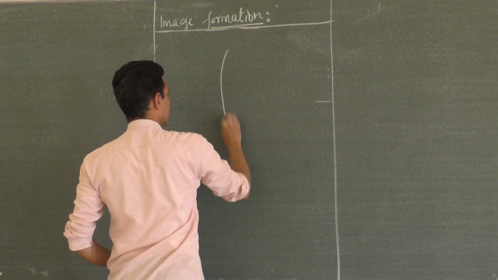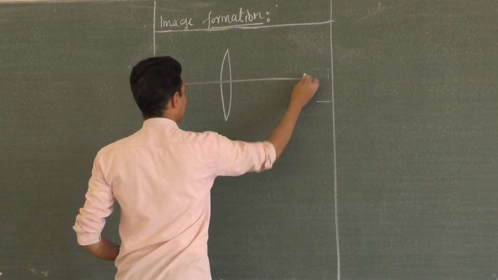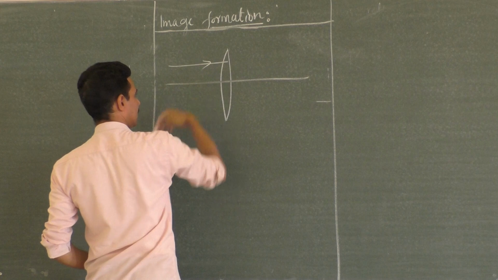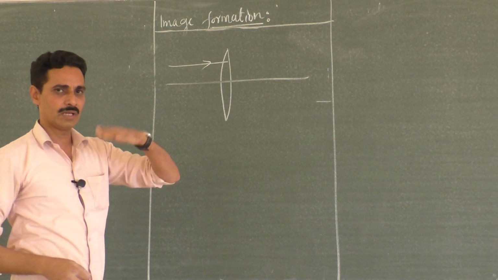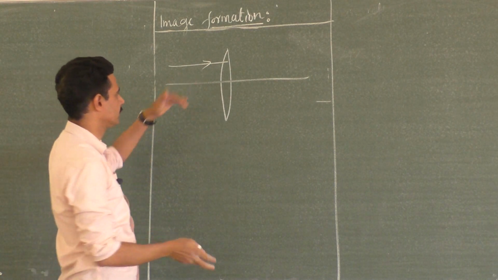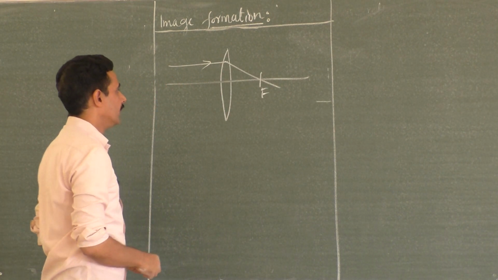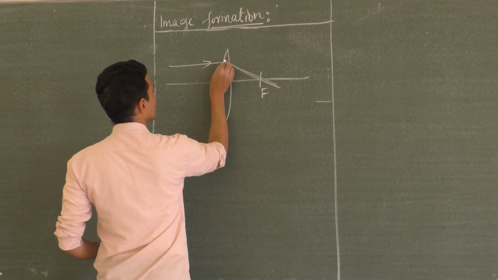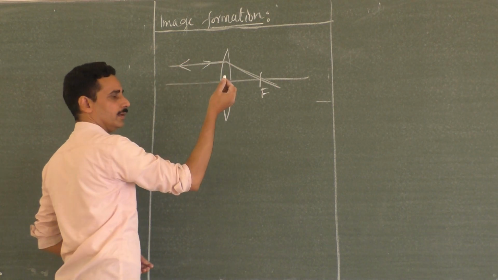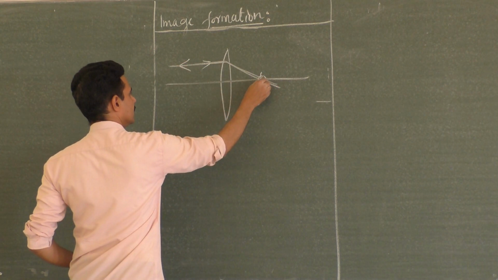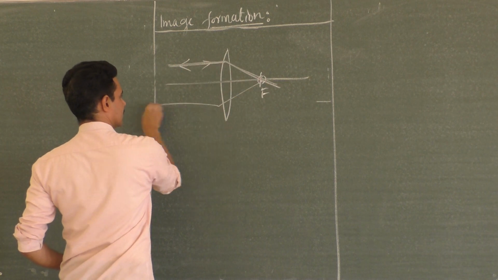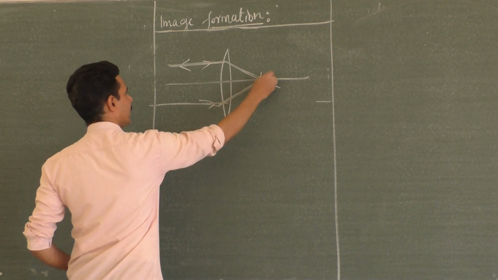So we will take a lens, and you know, in a lens, if parallel rays are incident on the lens, paraxial rays which are very close to the principal axis and parallel to it, after refraction they meet at focus. And if you pass a ray of light through the focus, it becomes parallel. So if an object is kept at focus, the rays become parallel like this. And if parallel rays are incident, they pass through the focus.